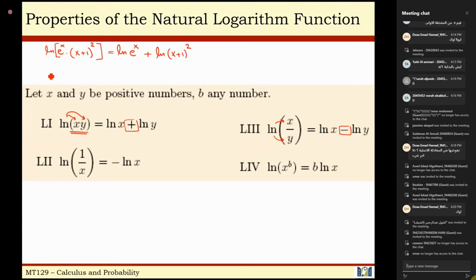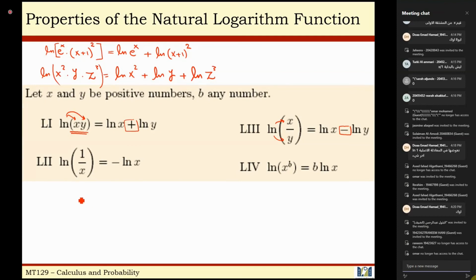Also, if we have three variables, for example, x squared multiplied by y multiplied by z to the power 3, what does this equal? ln of the first plus ln of the second plus ln of the third. Okay, so we can distribute the ln in what case? If we have a product inside the ln.